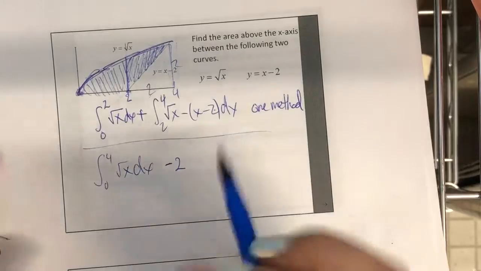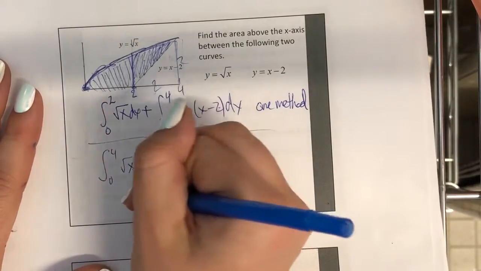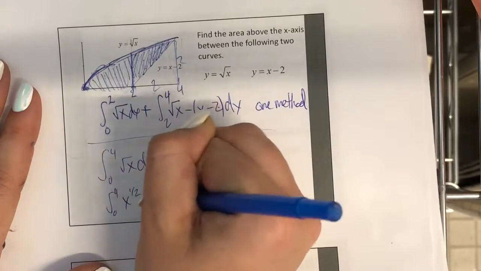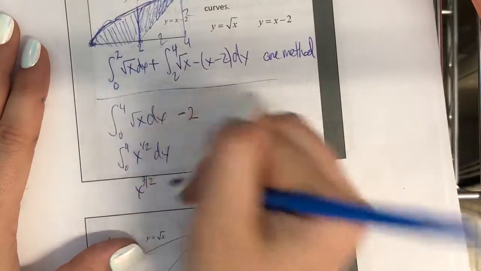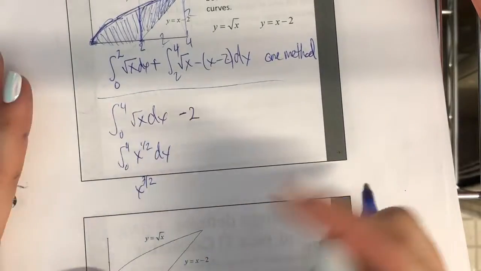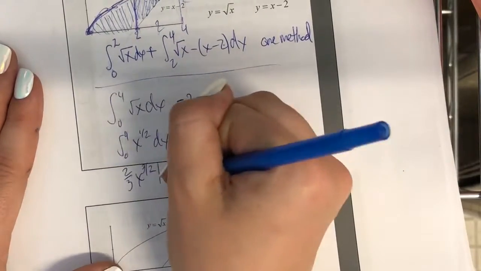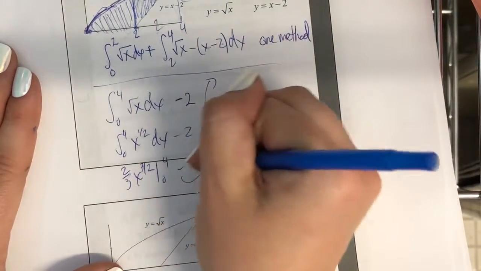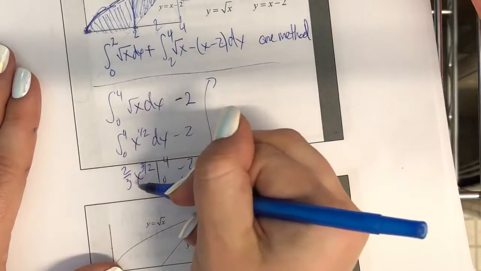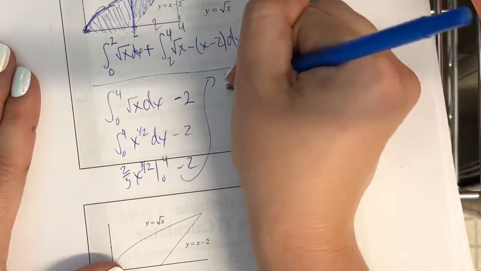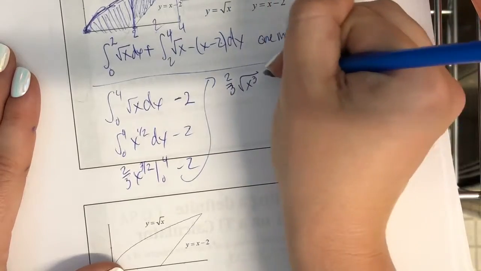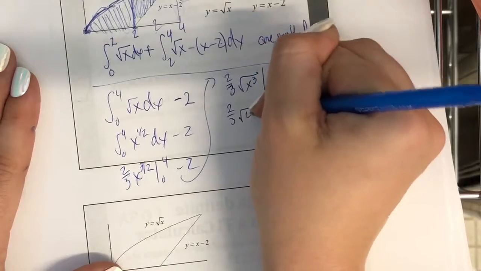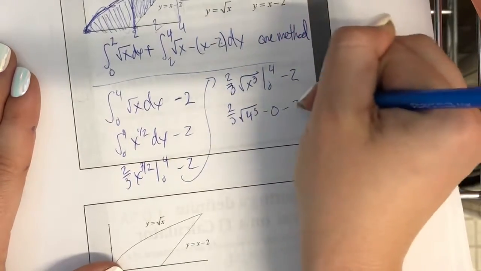Alrighty, and we're back. Okay, so let's do this. Integral from 0 to 4 of x to the 1/2 dx. So that's x to the 3/2. Remember our process: rewrite, integrate, and then simplify. 2/3, 0 to 4. I'm always going to have this minus 2. I'm going to rewrite this as a root first: 2/3 square root of x cubed from 0 to 4 minus 2. 2/3 square root of 4 cubed minus a big 0, minus that 2.